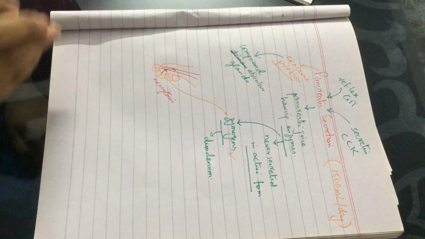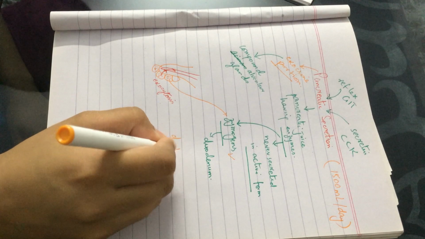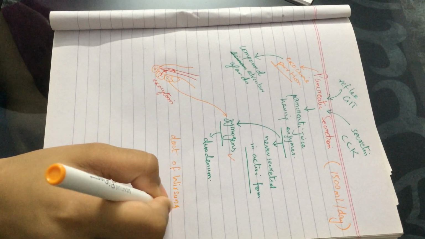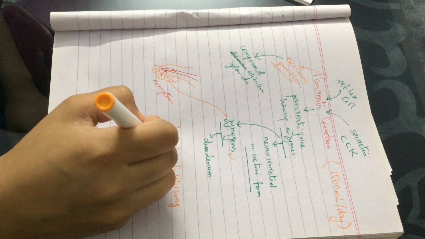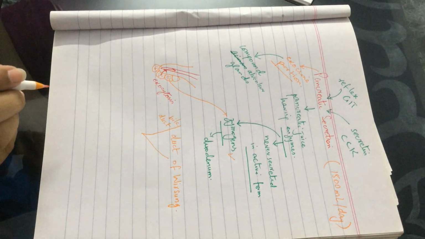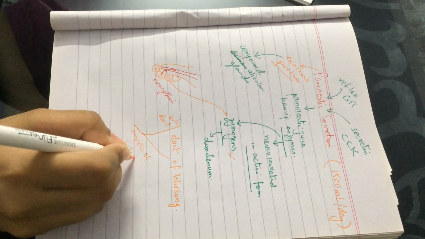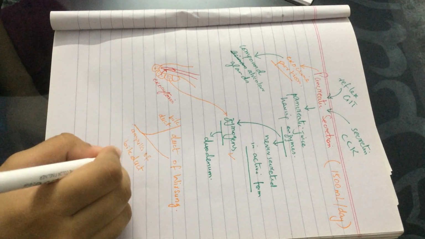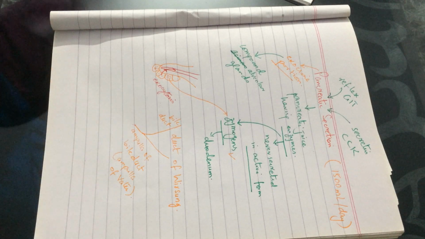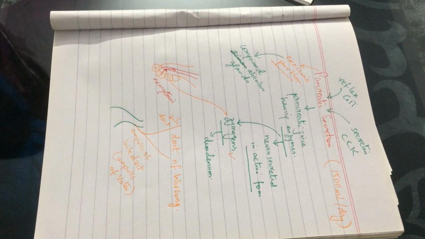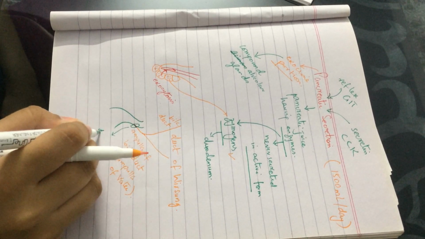Another name of this pancreatic duct is the duct of Wirsing. This duct of Wirsing will leave the pancreas and join the bile duct to form the ampulla of the bile duct, also known as the ampulla of Vater. This ampulla will open into the duodenum via the duodenal papilla.